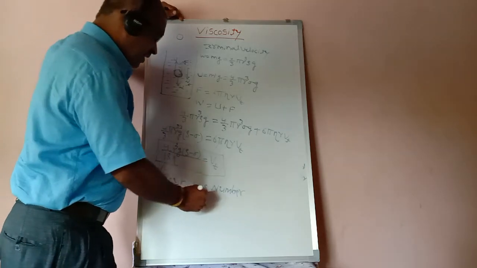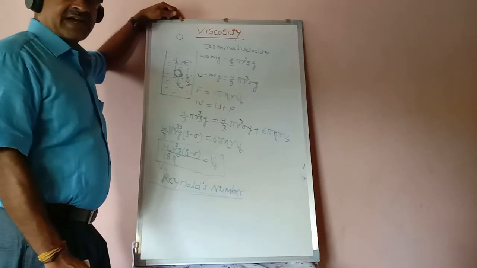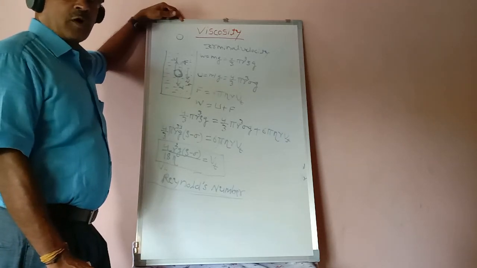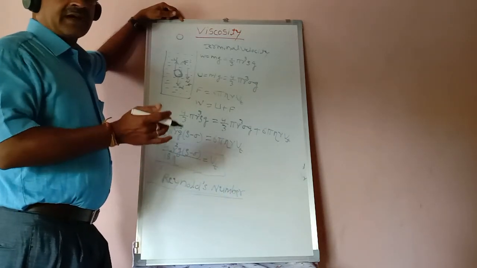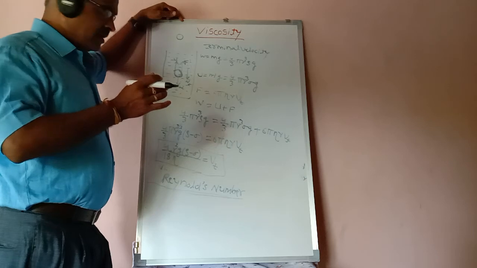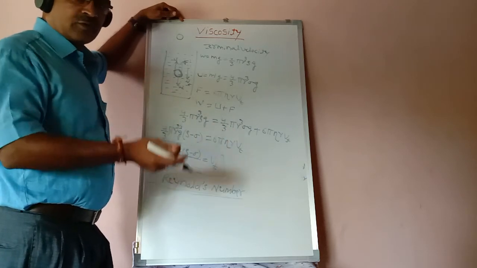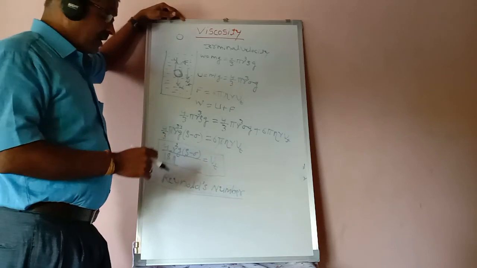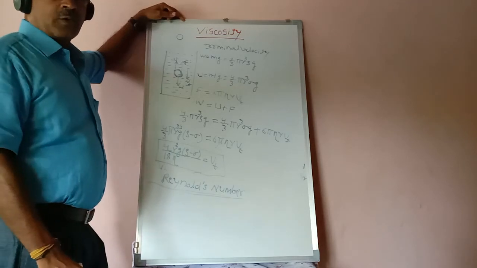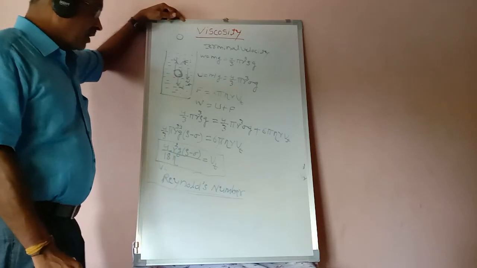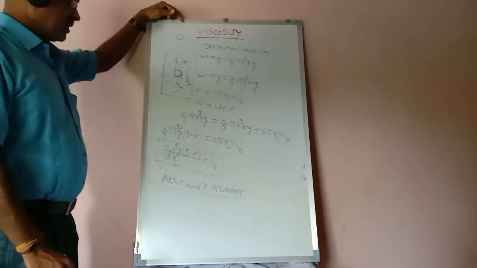So the Reynolds number decides the nature of the flow of fluid. If the number is less than 1000, we say it is streamline flow, and if the number is more than 2000, it is turbulent flow of the fluid. Okay, this is the Reynolds number.